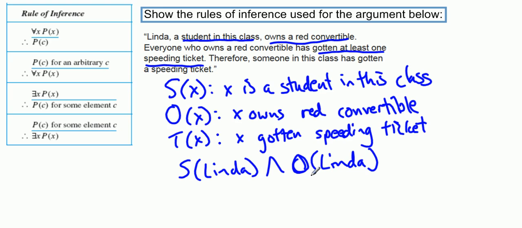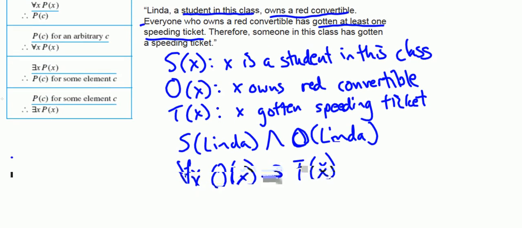Now the second premise, which says everyone who owns a red convertible has gotten at least one speeding ticket, would be translated as such: for all x, O of x implies t of x. Sometimes these are a little bit trickier to see. You don't see the if-then, but you're saying here, for everybody, if you own a red convertible, then you've gotten at least one speeding ticket. Okay, let's give ourselves a little bit more room here to work.